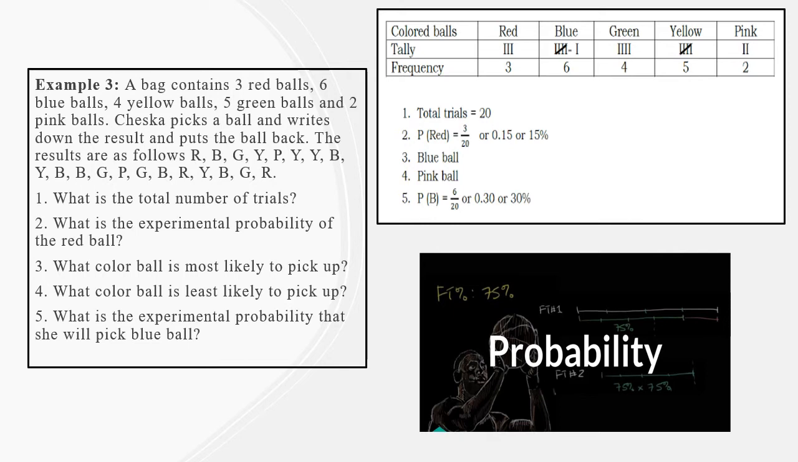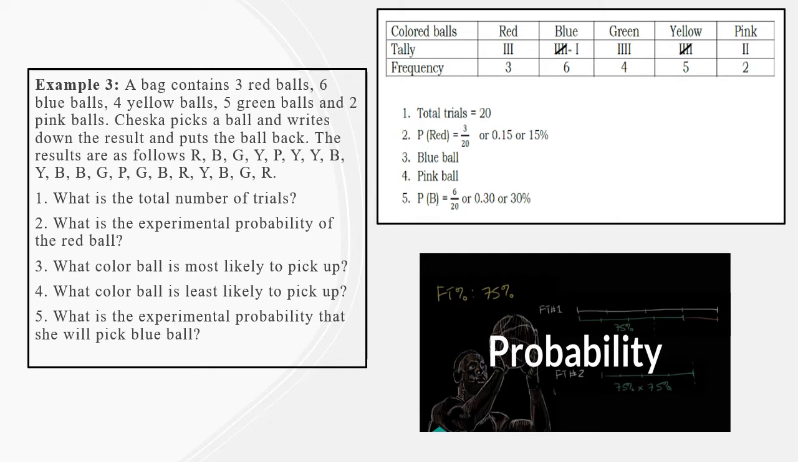Number 1 question, what is the total number of trials? And number 2, what is the experimental probability of the red ball? And number 3, what colored ball is most likely to be picked? And number 4, what color ball is least likely to be picked? And number 5, what is the experimental probability that she will pick a blue ball?